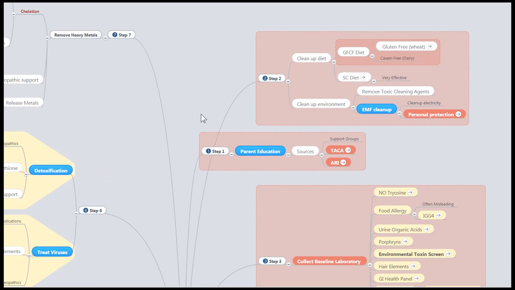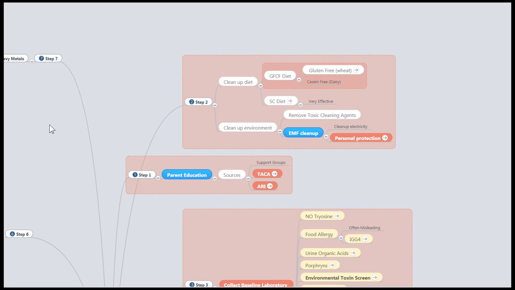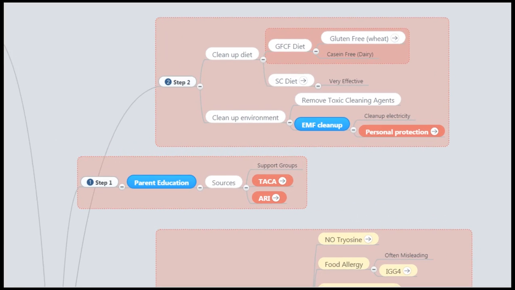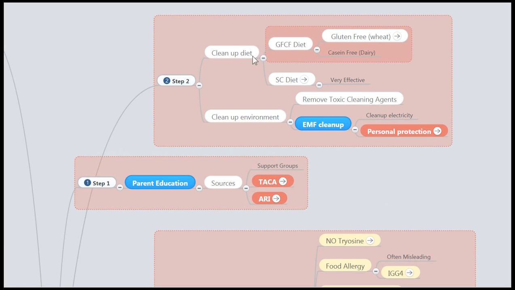So let's start up here with the diet. There used to be, well, there still is a study, but you have to pay for it now. It was on the Autism Research site, and it discussed the effectiveness of various treatments that parents had observed over time. And the number one thing was diet. So you clean up the diet. There's a couple that work really well.